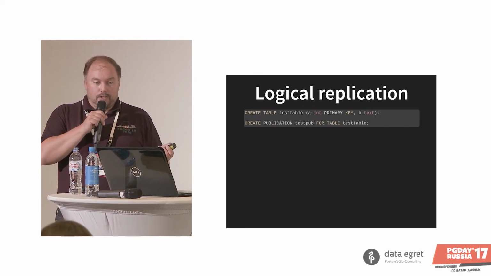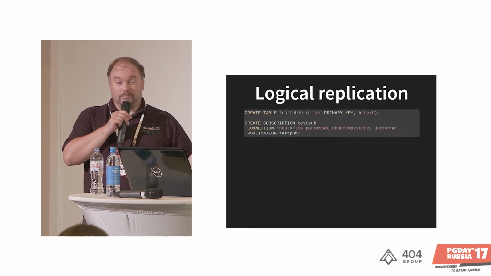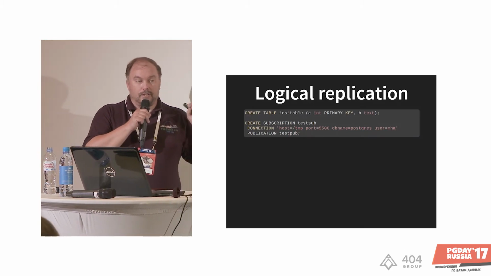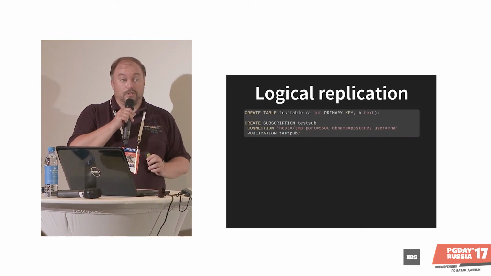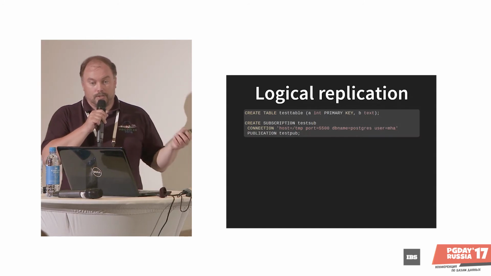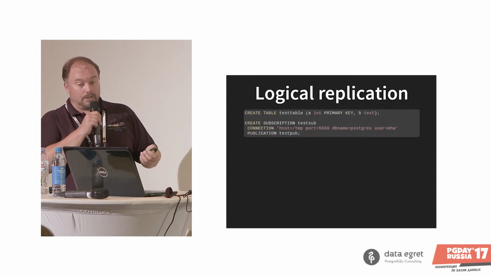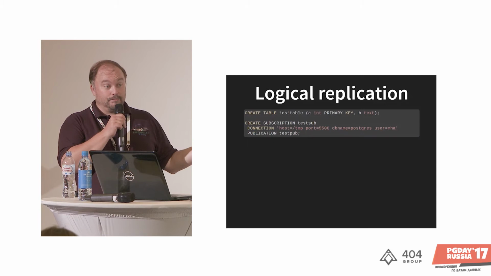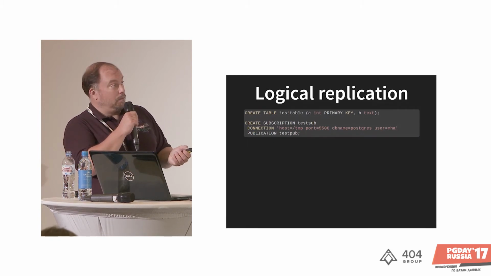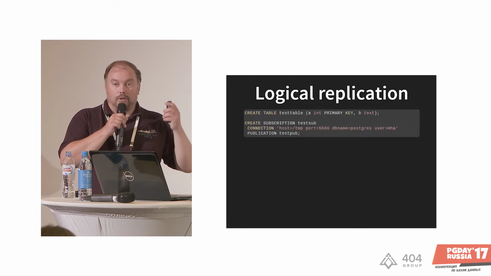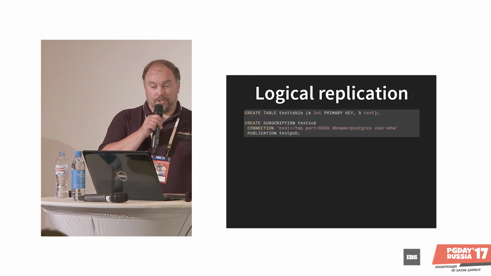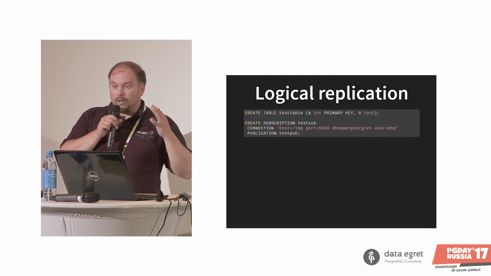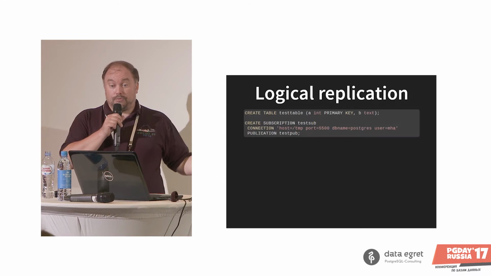Then when you go to the other side, you create the same table. It has to have the same schema, otherwise weird things will happen. And then you create this other new object that is called a subscription. In this case, on the standby, I'm creating a subscription called test sub. I give it a connection string that points to my master. And then I say publication test pub. This means that my subscription test sub will connect to this publication that I just created on the other node. If I don't give it any other parameters, this is really all I need.